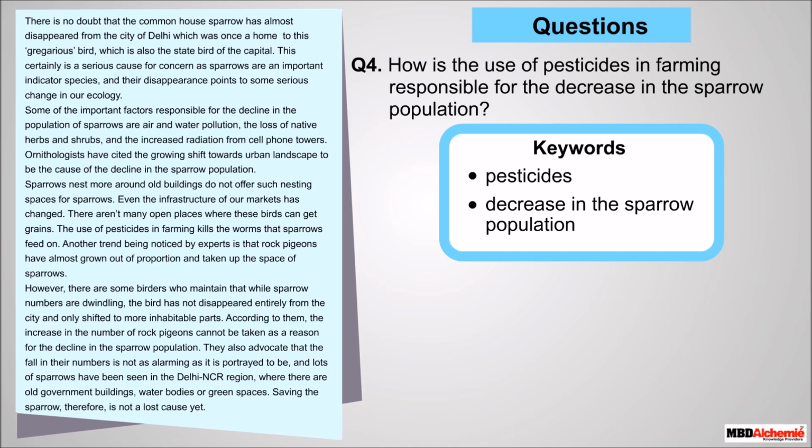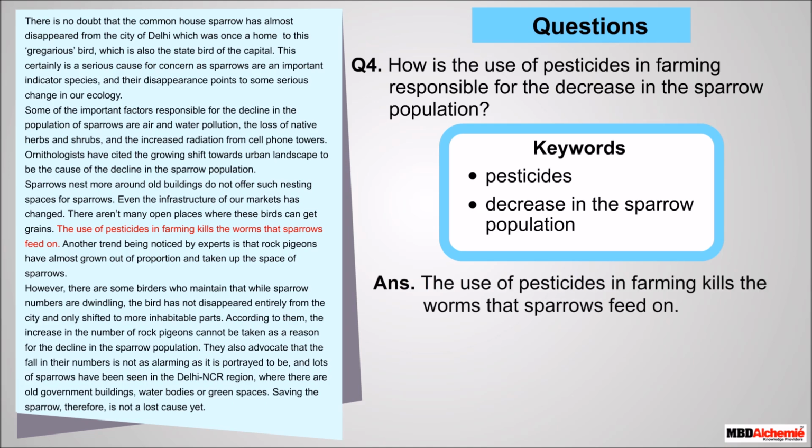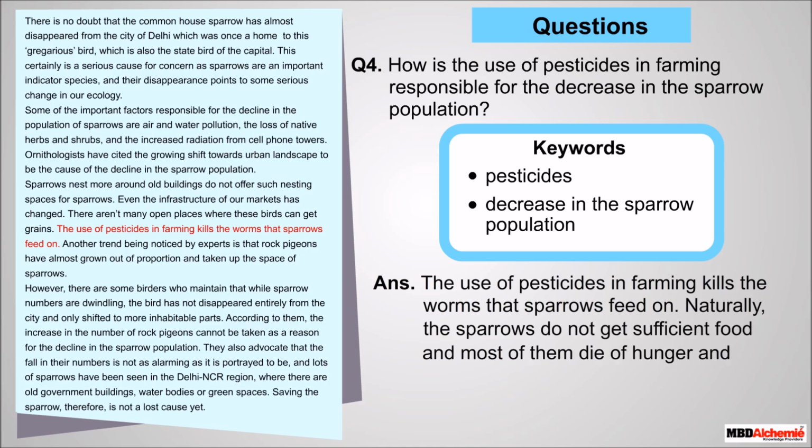This is also an inferential question and we may not find the direct keywords, but we can certainly read between the lines to get the answer. Look at the sentence. The use of pesticides in farming kills the worms that sparrows feed on. Here the author talks about the effect of pesticides on worms which serve as food for sparrows. Naturally, in the absence of food, sparrows cannot survive. So, the answer to this question will be, the use of pesticides in farming kills the worms that sparrows feed on. Naturally, the sparrows do not get sufficient food and most of them die of hunger and starvation.